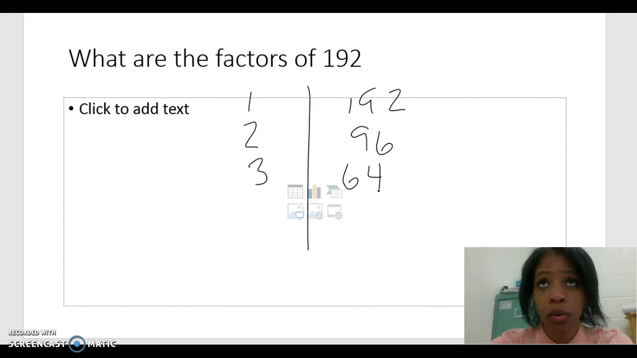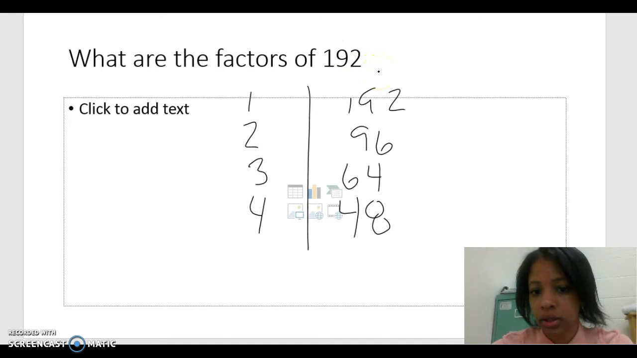If I try 4, 4 times 48. Try 5. 5 is not going to work because your number doesn't end in a 0 or 5. I'm going to try 6. 6 times 32 would give me 192.